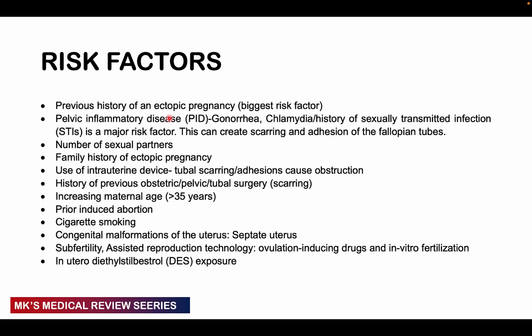Then the number of sexual partners, a family history of ectopic pregnancy, the use of intrauterine devices. These can cause tubal scarring and adhesions, which can cause obstruction. You can have a history of previous obstetric, pelvic, or tubal surgeries, also causing scarring. Increasing maternal age beyond the age of 35, which is very common with most of the obstetric conditions. Prior induced abortions, cigarette smoking for some reason, and congenital malformations of the uterus, such as the septate uterus.